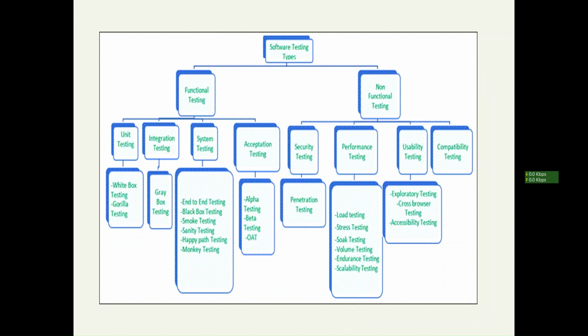So functional testing can be classified into unit testing, integration testing, system testing, and acceptance testing. These include white box testing, gray box testing, end-to-end testing, black box testing, smoke testing, sanity testing, monkey testing, exploratory testing, adhoc testing, alpha testing, and beta testing. Non-functional can be classified into security, performance, usability, and compatibility. Let's go through them in detail one by one in the next slides.